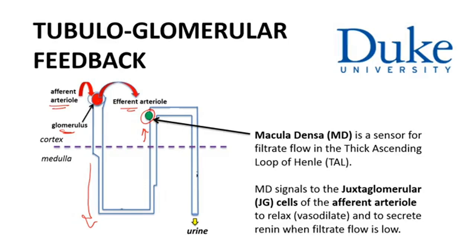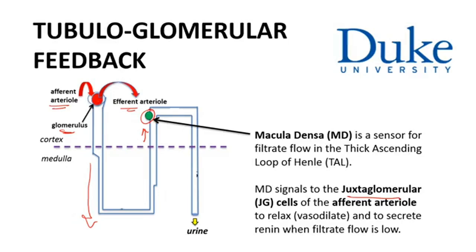These cells are so important that they have their own name. They're called the juxtaglomerular cells, and those are the cells that are sitting right next to the glomerulus. So they're next to the glomerulus. These are the smooth muscle cells of our afferent arteriole.